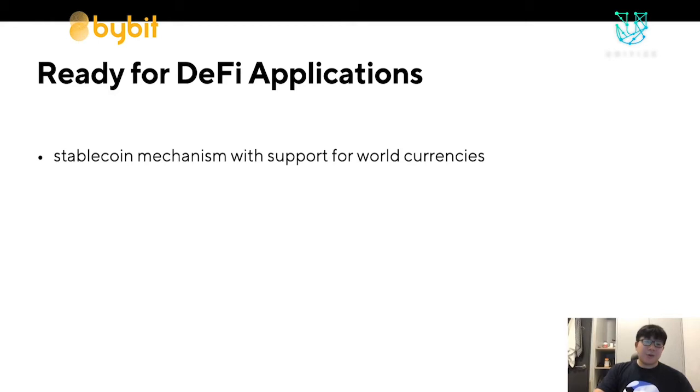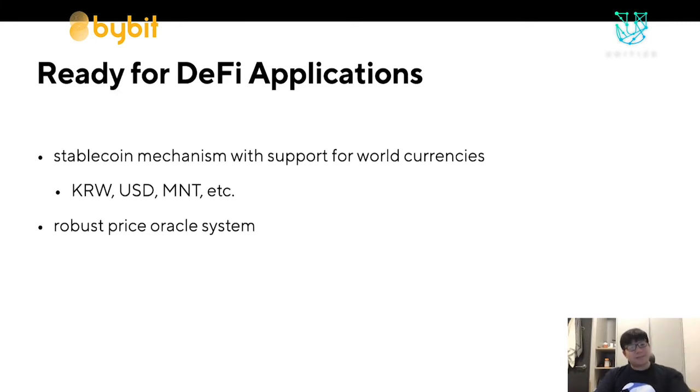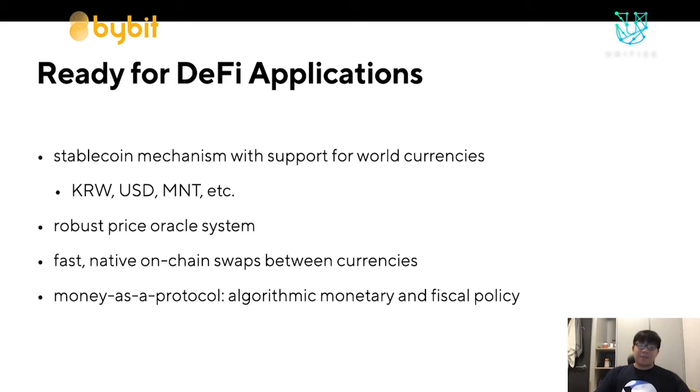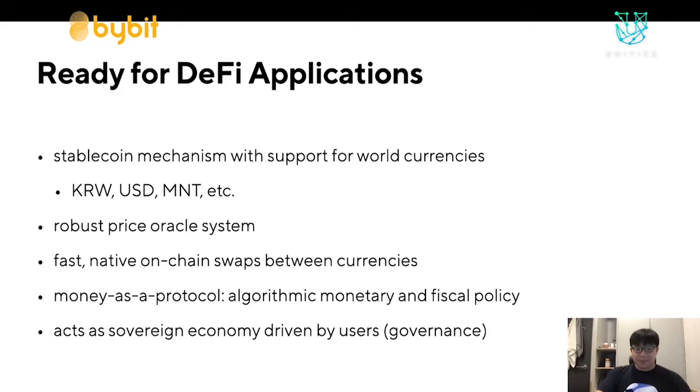Our stablecoin mechanism was built with world e-commerce in mind. So we currently have the Korean won, the US dollar, the Mongolian tugrik, and it's just a marginal cost to add an additional currency to the Terra ecosystem. We have a robust price oracle system that reports on the price of Luna every 30 seconds. And we have fast native on-chain swaps between currencies, between Luna and Terra, and between Terra and Terra currencies. So Terra is really implementing something called money as a protocol, whereby we're creating money that has its own algorithmic and monetary fiscal policy. This, coupled with the governance feature, enables Terra's economy to act as a sovereign economy driven by its users.